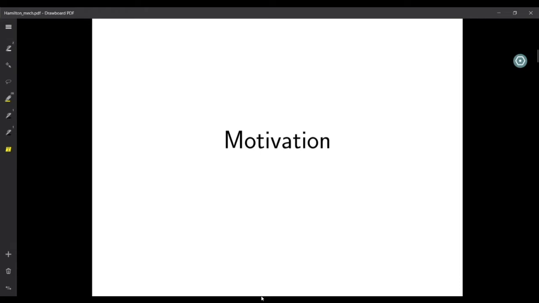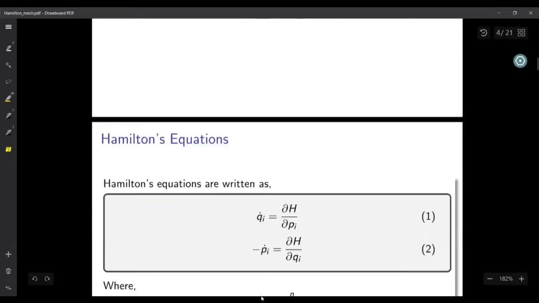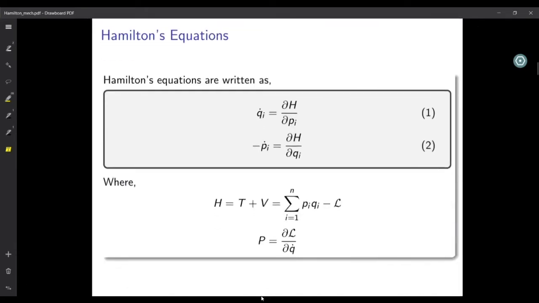So now, what is the Hamiltonian, you might ask. For some people it might be new, for some people they might have already heard about it. Essentially, the Hamiltonian is derived directly from the Lagrangian. And if you just look at the Hamiltonian, it's pretty simple. It's just H equals T plus V, right? Where T is the kinetic energy of a system and V is the potential energy of a system. So the kinetic energy and the potential energy summed together is the total energy of a system, right?